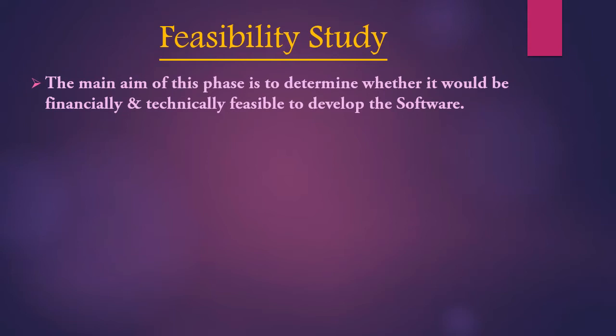If the client gives some requirements, let's take the example of 4 features. If the client gives 4 features and tells us that he needs those 4 features in his software, then the core team discusses whether we can build the software according to those 4 features or not.